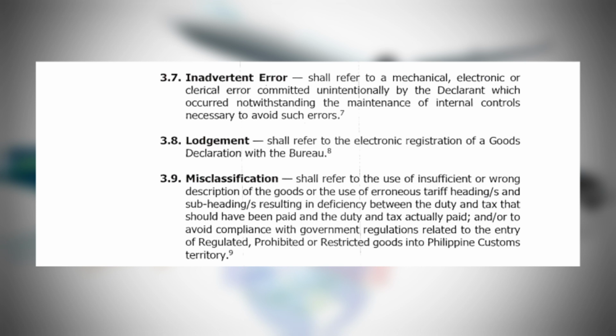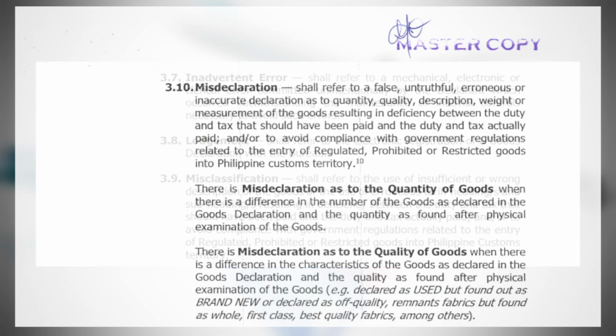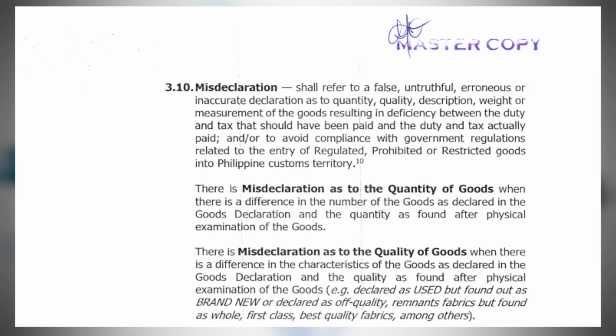3.9 Misclassification shall refer to the use of insufficient or wrong description of the goods or the use of erroneous tariff heading/s and subheading/s resulting in deficiency between the duty and tax that should have been paid and the duty and tax actually paid, and/or to avoid compliance with government regulations related to the entry of regulated, prohibited, or restricted goods into Philippine customs territory. 3.10 Misdeclaration shall refer to a false, untruthful, erroneous, or inaccurate declaration as to quantity, quality, description, weight or measurement of the goods resulting in deficiency between the duty and tax that should have been paid and the duty and tax actually paid, and/or to avoid compliance with government regulations related to the entry of regulated, prohibited, or restricted goods into Philippine customs territory.